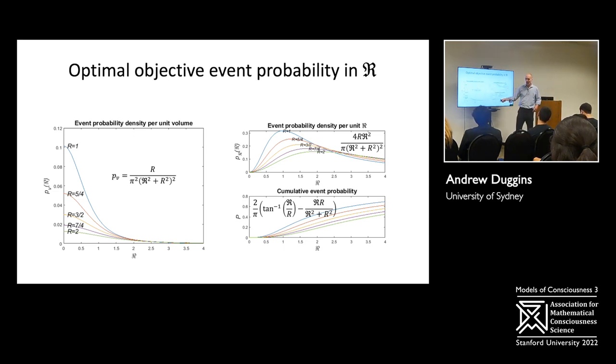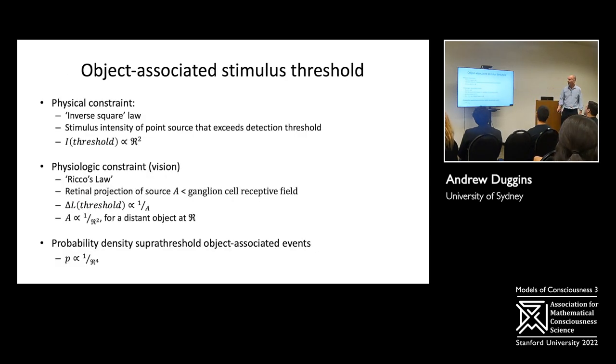So once again, if the model is correct, then this is the probability distribution of events in objective space per unit volume for which my model would be optimal. And in other words, this decays with the fourth power of the radius. Finish up. The physicists will be saying that can't be true. It should be an inverse square law, but actually there's also a separate law, I won't explain it, Ricco's law, which is a physiologic constraint, and combine the two, you should really get an inverse fourth power law.